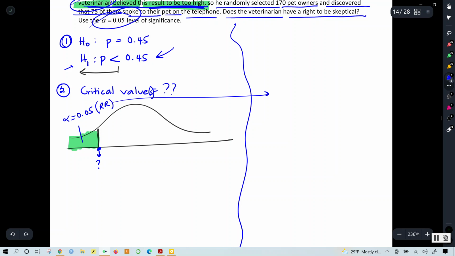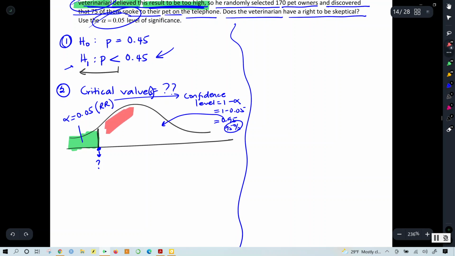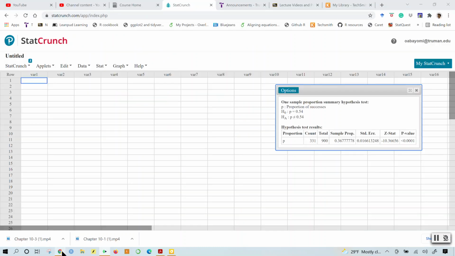And if it is 0.05, the confidence level, let me write this here, it means that the confidence level at which we are carrying out this test is 1 minus alpha, 1 minus 0.05, or 0.95, which is 95%. This 0.95 will take up all of the remaining space. So I have 0.95 here.